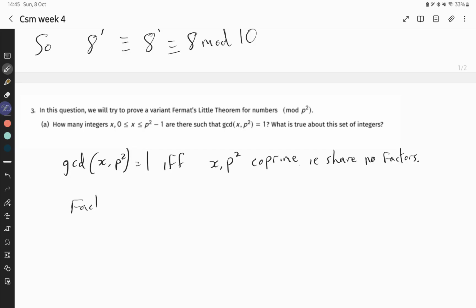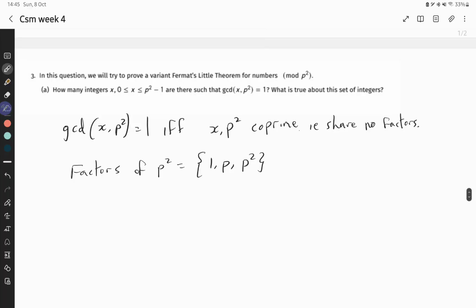And so recall that the factors of p squared are just the set of 1, p, and p squared. 1 and p squared are because the number has to be a factor of itself, and 1 is a factor of everything, and p is also a factor of it. And because it's the power of a prime, there's no way to factorize p further, and so we know these are all of the factors.